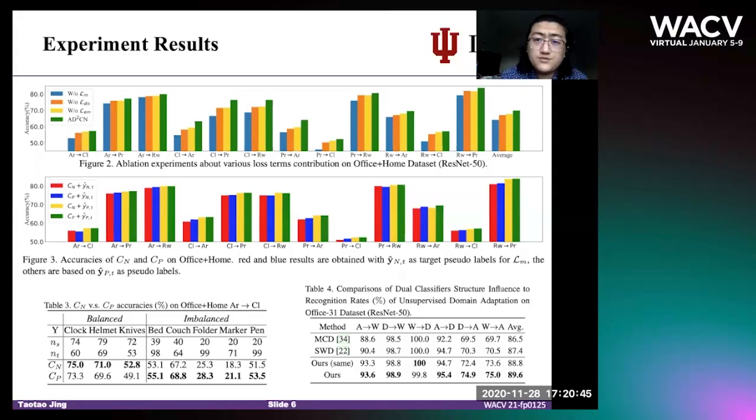Next, to demonstrate the contribution of our different architecture classifiers, we compared our results with MCD and SWD. MCD and SWD also seek to train a dual classifier framework, but they use 2 completely same architecture classifiers. And furthermore, we also change our model to 2 same structure neural network classifiers. And from the results, we see that our original model has the best performance on Office-31.